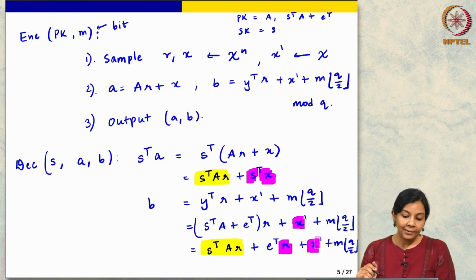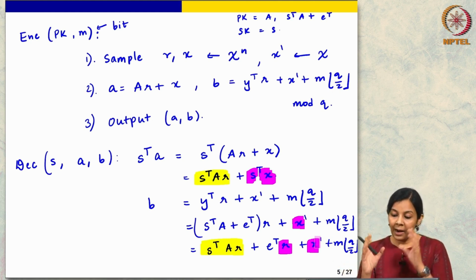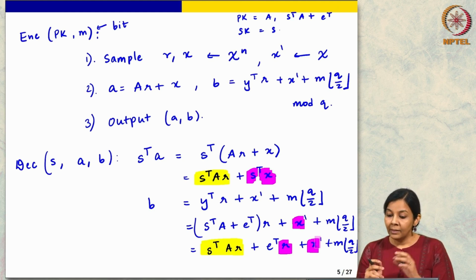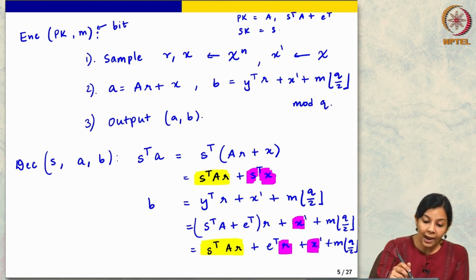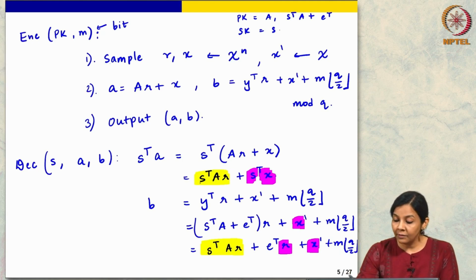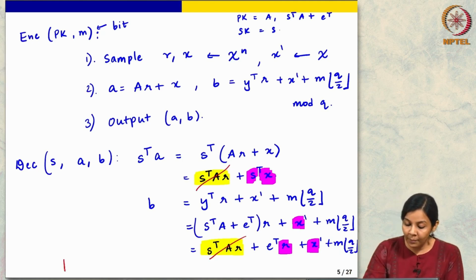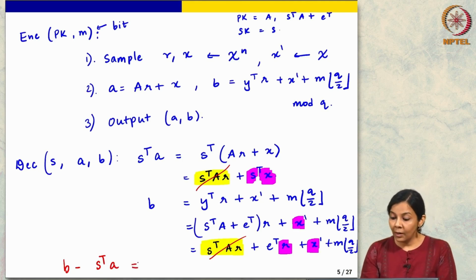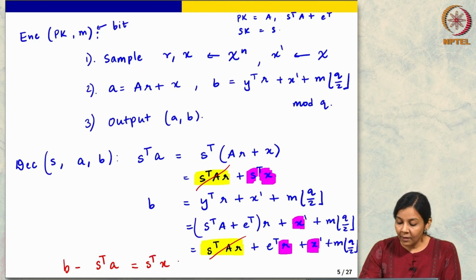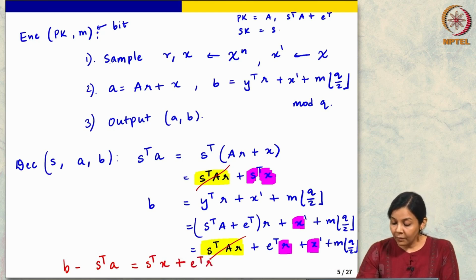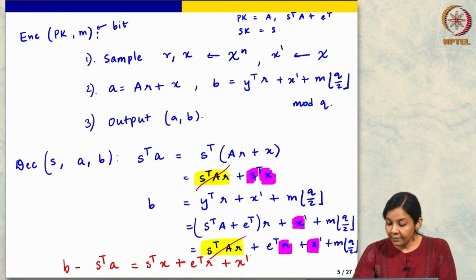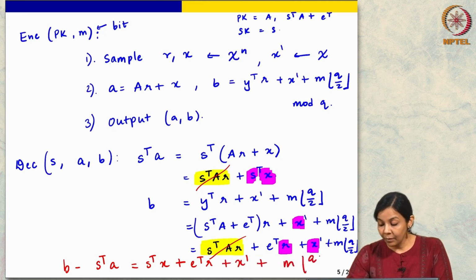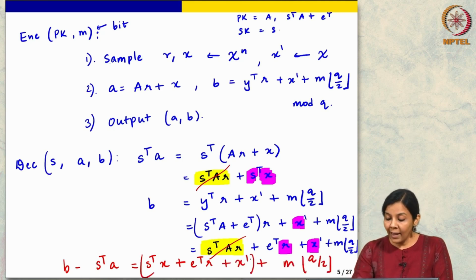So now what does this mean? If I subtract S transpose A from B, then this large term gets cancelled out. If I do B minus S transpose A, the large term gets cancelled out, and what do I get? I get S transpose X plus E transpose R, plus X prime plus M Q over 2. This is what I get. Now, I claim that all of these are quite small. Now, my message, remember I said it is a bit.